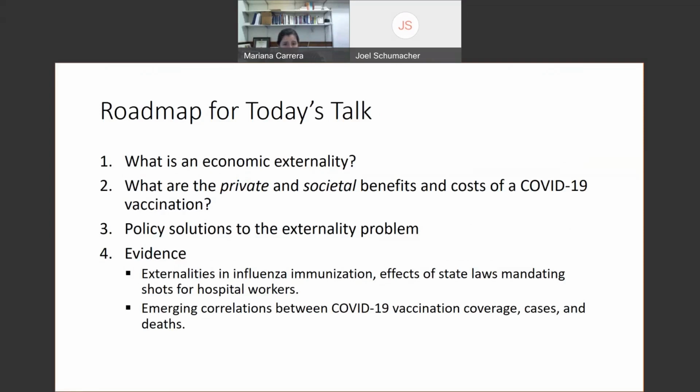Since COVID is so new, some of the research I'll present has to do with other types of vaccination coverage, such as influenza immunization, and in particular, some work I've done studying the effects of state laws that require hospital workers to get flu shots. I'll show you some evidence of emerging correlations between vaccination rates across states and across countries, and how that appears to be already translating into notable differences in case rates and in deaths from COVID.